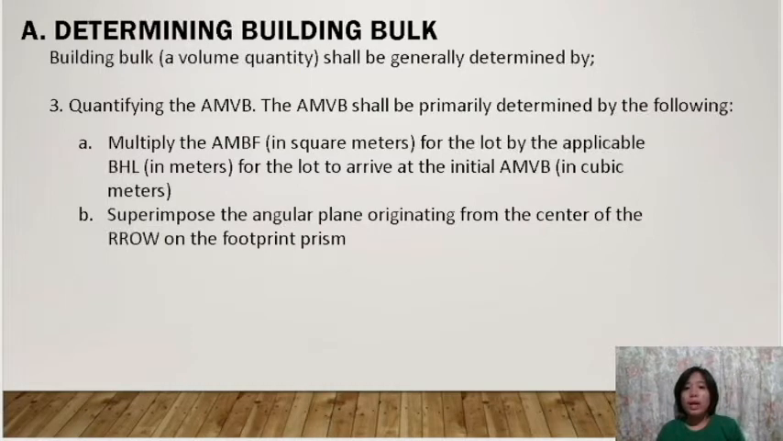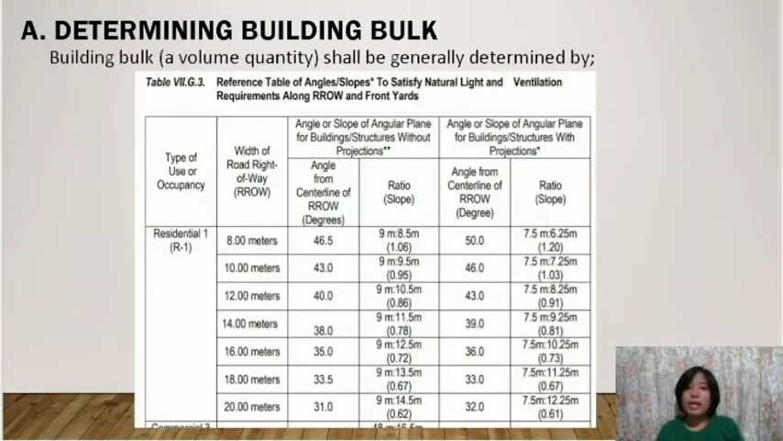So you get the initial AMVB by multiplying the AMBF by the BHL. Once you multiply, you will have a 3D structure, a 3D model of your structure. Then you superimpose the angular plane originating from the center of the RROW. The angle of the angular plane that you superimpose comes from this table, 7.3.g.3.